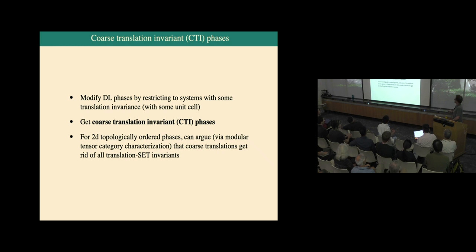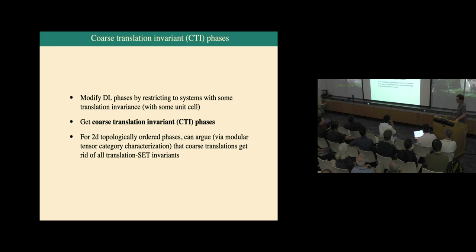And you can make an argument that if you do this, at least for 2D topologically ordered phases, those described by unitary modular tensor categories, this gets rid of all of the extra phase invariance associated with translation symmetry. So this is kind of a nice property.